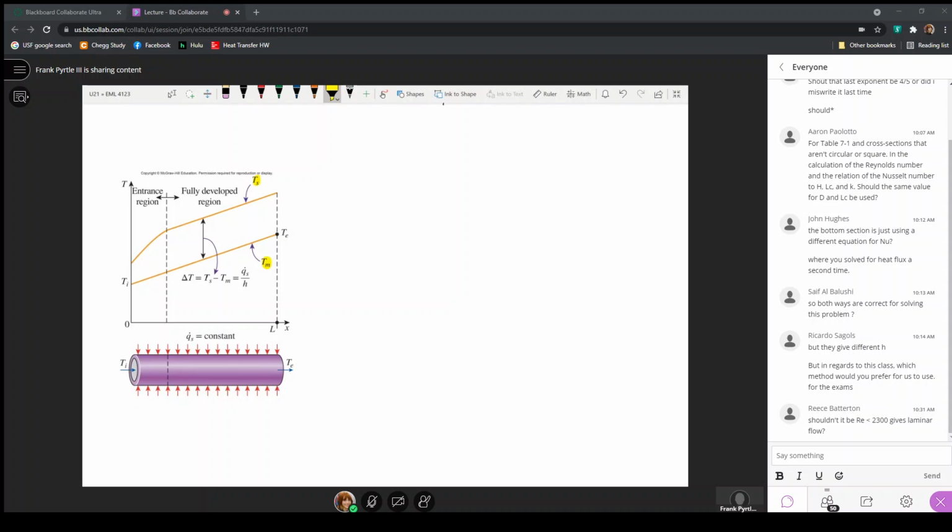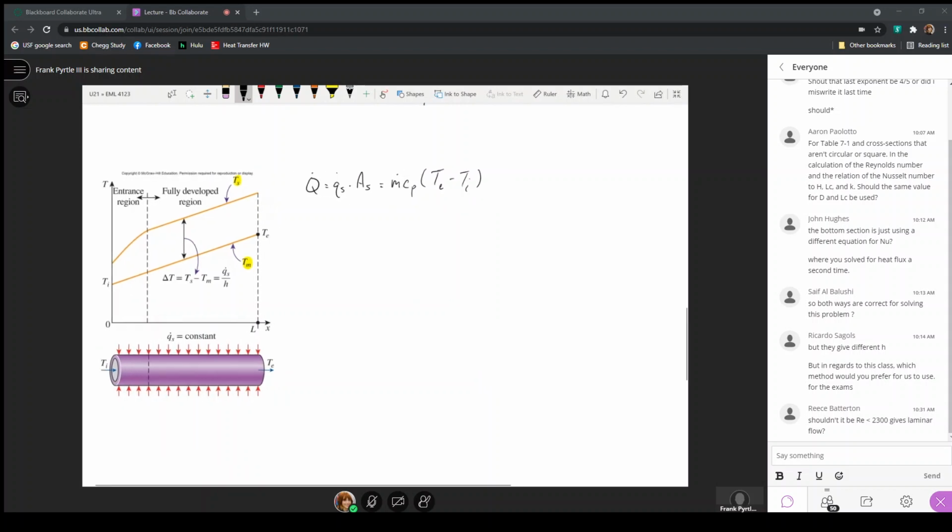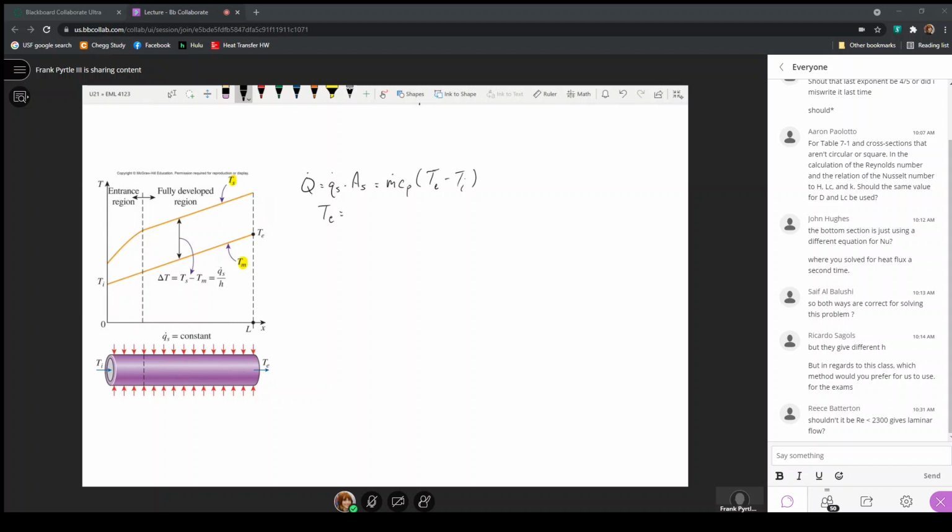Now, recall that I wrote an expression that said by the energy balance, the heat transfer rate, which would be just this applied constant heat flux times the surface area of the pipe, is equal to the mass flow rate times the specific heat times the temperature at the exit minus the temperature at the inlet. If I redefine this expression for the exit temperature, the exit temperature will just be the applied heat flux times the surface area divided by the mass flow rate times the specific heat plus the inlet temperature.